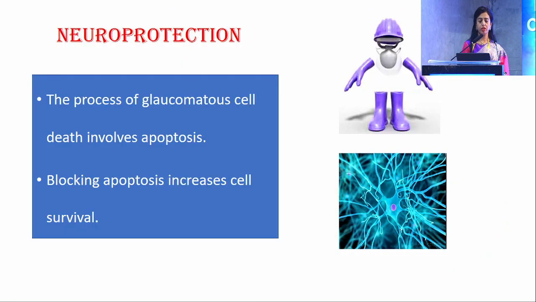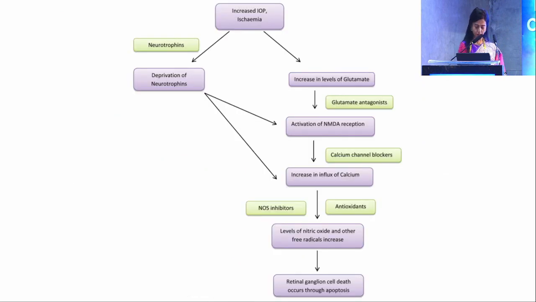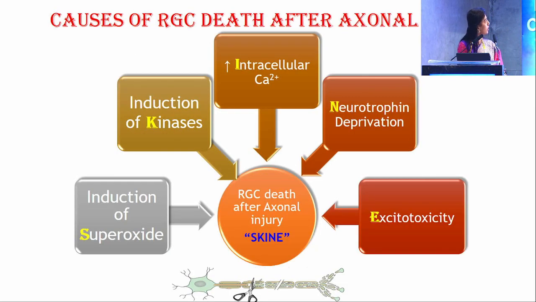Now neuroprotection. The process of glaucomatous cell death is always due to apoptosis, so blocking the apoptosis increases cell survival. These are a few of the causes of retinal ganglion cell death, with a small mnemonic, SKINE. S is induction of superoxide, K is induction of kinases, I is increased intracellular calcium, N is neurotrophin deprivation, and E is excitotoxicity.